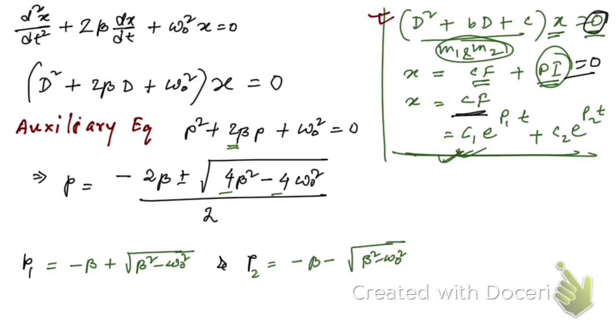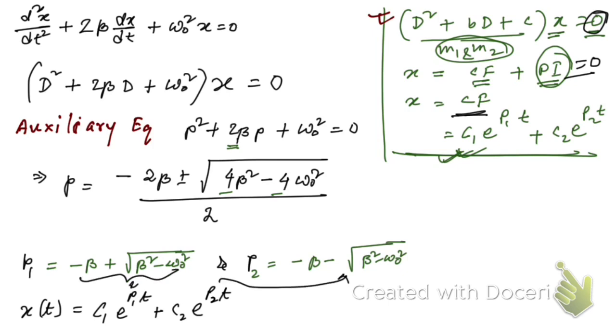So therefore in this case our solution will be x, which is a function of t. We can write x of t equal to c1, which is an arbitrary constant, times e to the power p1 into t, plus c2 e to the power p2 into t. So we're going to use these two values instead of p1 and p2, we're going to use these results. Hope you have understood this.